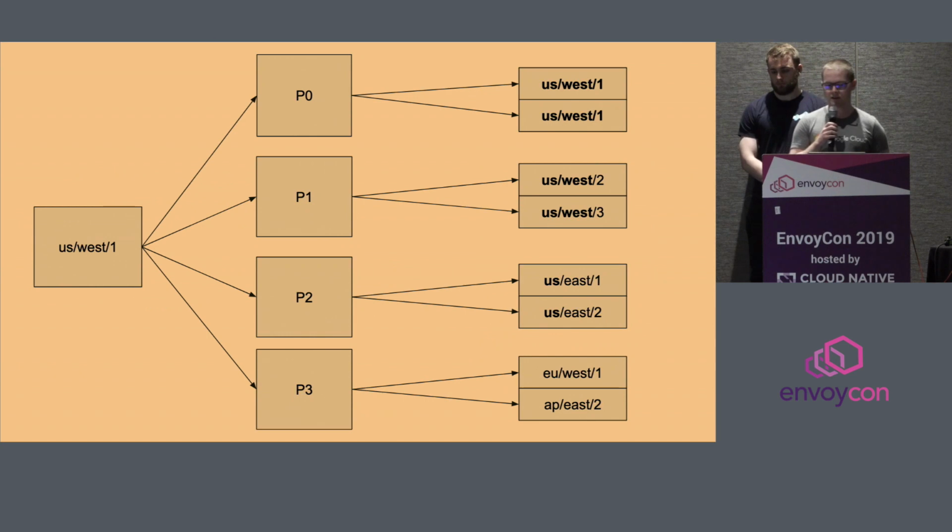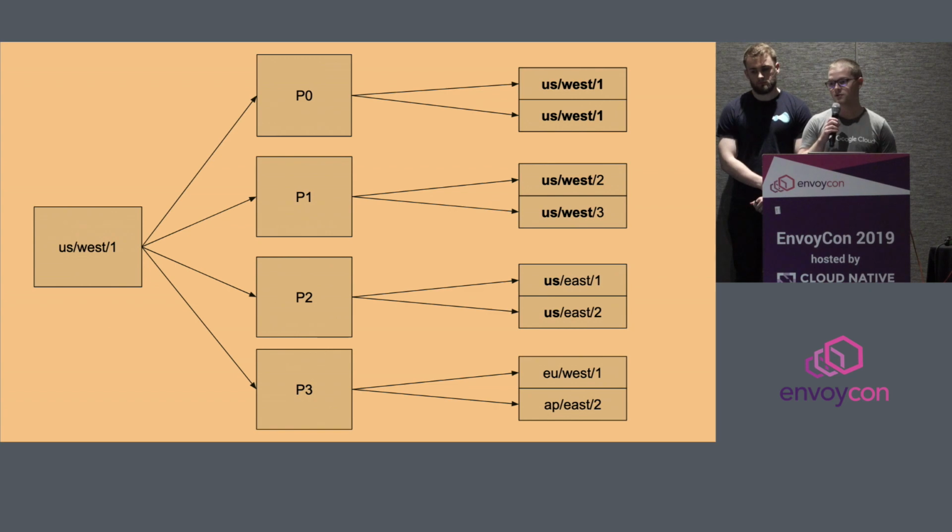What that may look like is if we have an endpoint in the US West 1, our first priority is going to be ones that are also in US West 1, and then the P1 would be ones that are just in US West but in a different subzone, then finally just ones in the US, and finally we'll start spilling over to Europe and other regions.